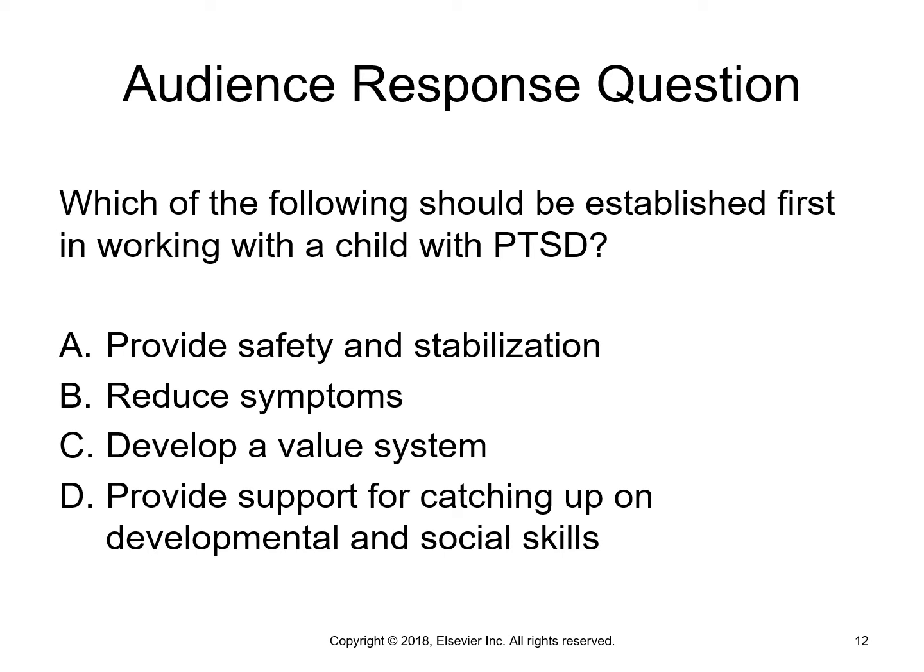Here we have to remember the stages of the model of treatment for trauma. Based on this model, there are 3 stages. The first stage is providing safety and stabilization. The second stage is when you try to reduce symptoms and work through those traumatic memories. The third stage is when you develop a value system and provide support for catching up on developmental and social skills. So the first is providing safety and stabilization. So the answer is A.